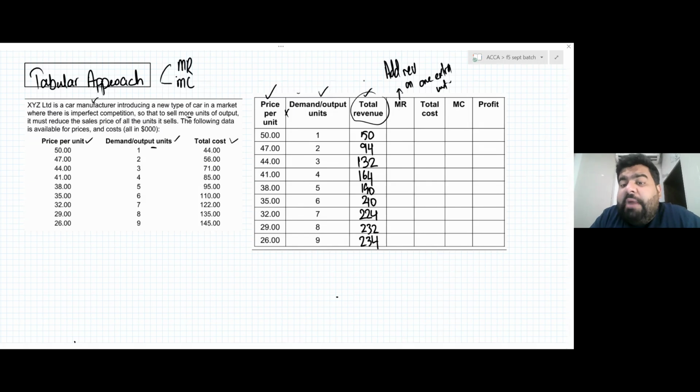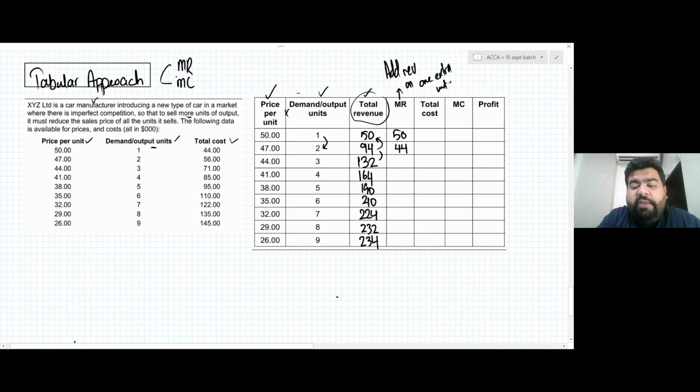Now, what is marginal revenue? Marginal revenue is the additional revenue earned on the next extra unit. Here, marginal revenue will be 50 because before it there is no unit. But when you go from 1 unit to 2 units, you earned an extra only 44, like 94 minus 50. When you sold one extra unit, you earned a marginal revenue of 44, means 94 minus 50. This is called marginal revenue, the additional revenue earned on the next unit.